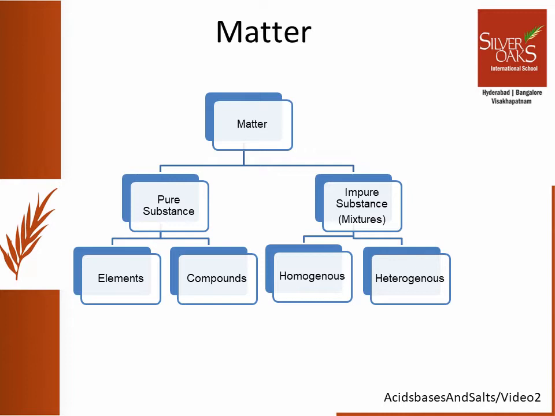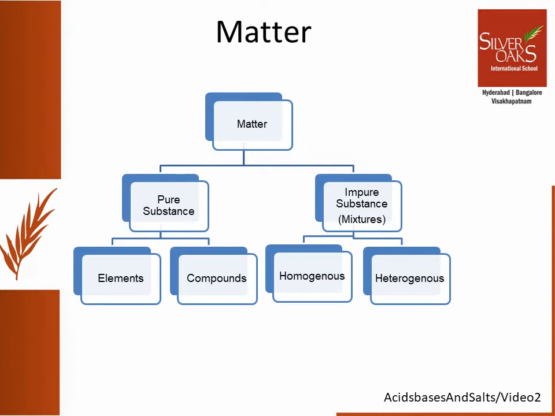Before we start learning the major concepts of today, let us recall our basics. Matter is divided into pure and impure substances. Pure substances are made up of the same kind of particles, and impure substances, also called mixtures, are made up of different kinds of particles. Mixtures in turn are divided into homogeneous and heterogeneous mixtures. We have learnt about mixtures in grade 9. We are concentrating on pure substances, which are further classified into elements and compounds.